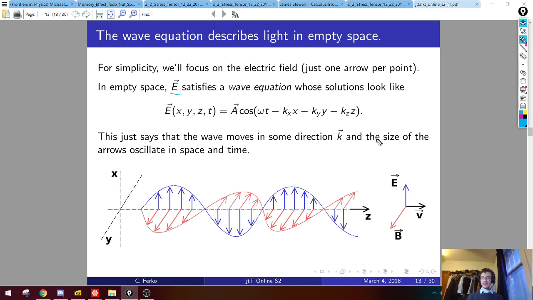From now on, really, the magnetic field is less relevant, so I'll just focus on the electric field, so you can just think of one arrow per point in space. The laws of electromagnetism, as written by Maxwell's equations, basically just tell you that in empty space, the electric field satisfies something called the wave equation.